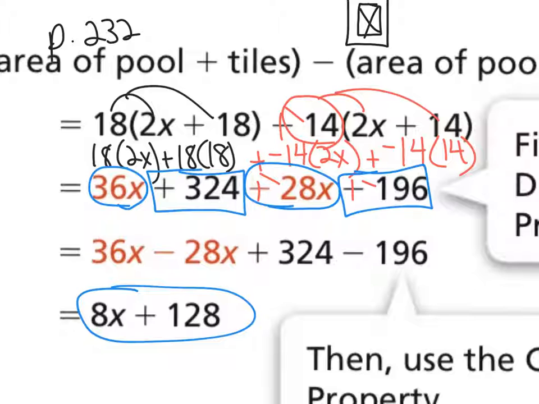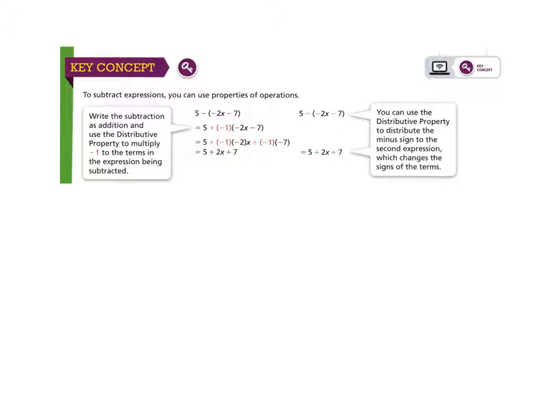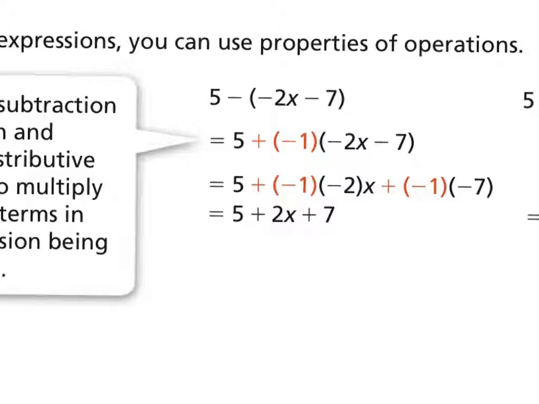So 8x plus 128. Again, taking the whole thing and subtracting out the pool part in the middle leaves us just the area of the border. So the area of the border is 8x plus 128. Key concept, different from example 3: in example 3 we actually had a number next to what we were subtracting. If you don't have a number there, remember you can put a 1 there and think of it as distributing negative 1. Or you can just add the opposite, changing your signs.